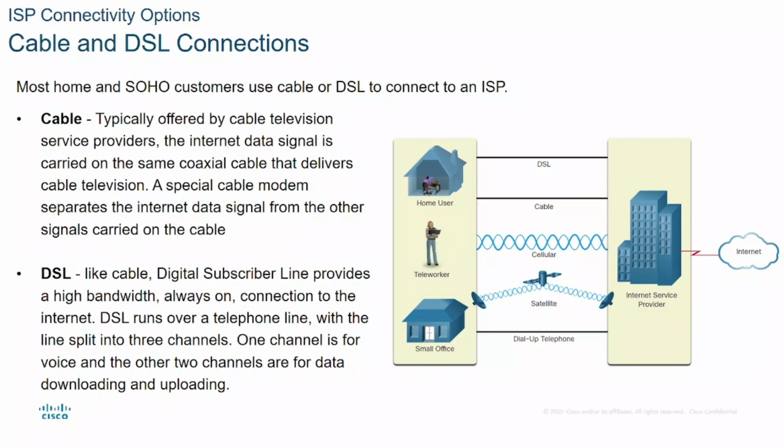Now, the digital subscriber line provides a high bandwidth, always-on connection to the internet. Digital subscriber line runs over a telephone line, which is split into three channels. One channel is for voice, and the other two channels are for data, whereby one is for downloading and the other is for uploading.